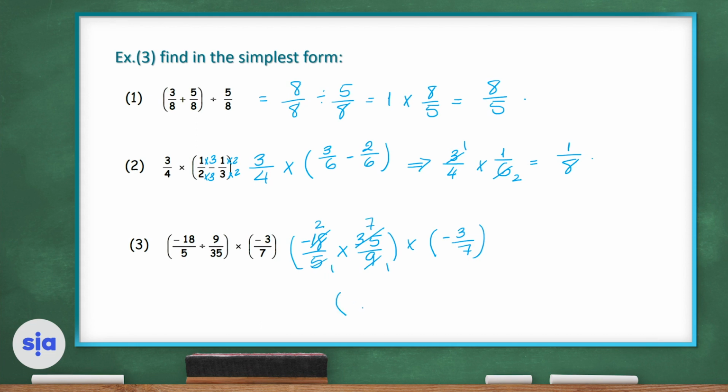So the first one will give me negative 14 multiplied by negative 3 over 7. Divided by 7, it's 1. Divided by 14, it's 2. So it will be negative 2 times negative 3, which is 6.